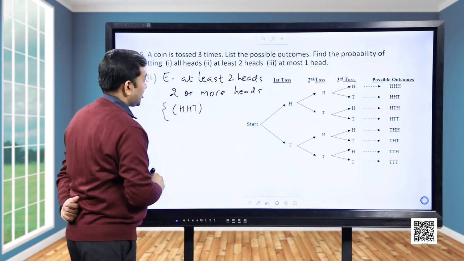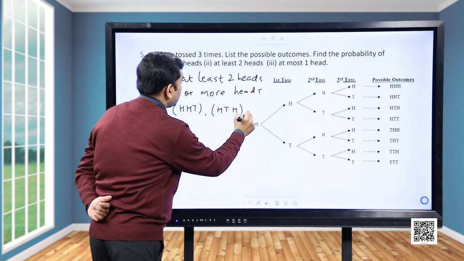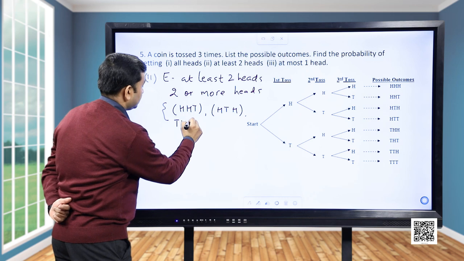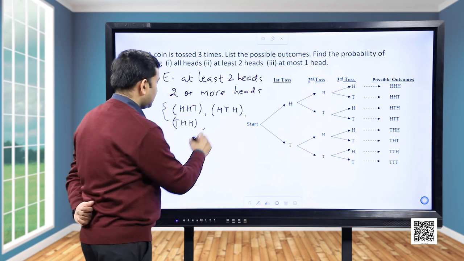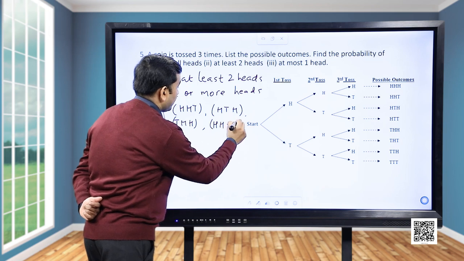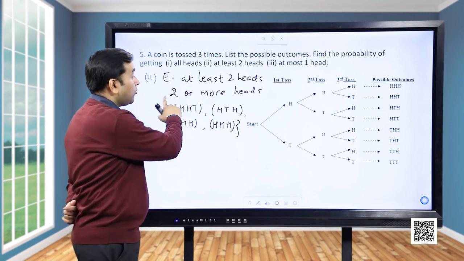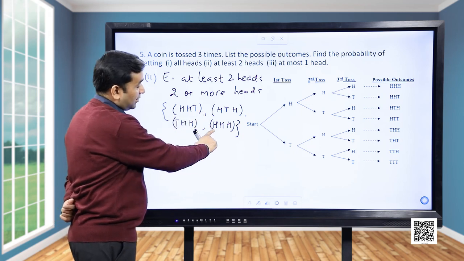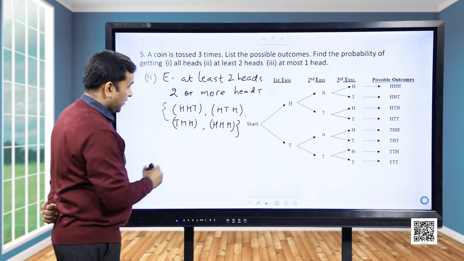Two heads: HHT, HTH, THH, and HHH. At least two heads. Remember, two or more heads means two heads in these outcomes, and three heads in this outcome. So what is the number of favorable outcomes?